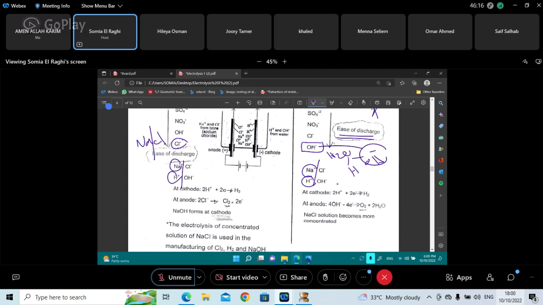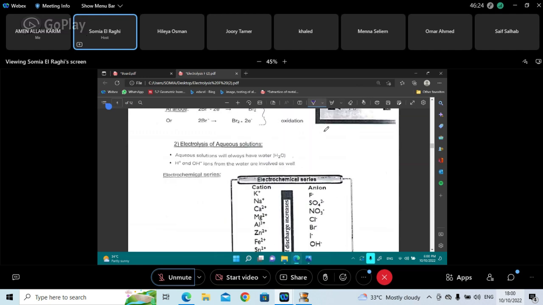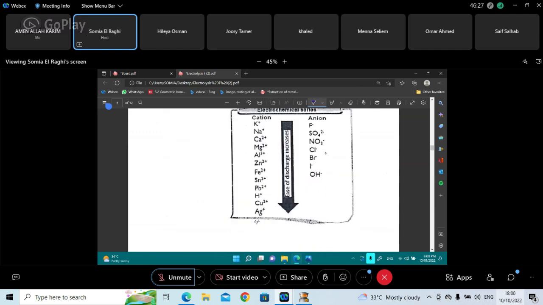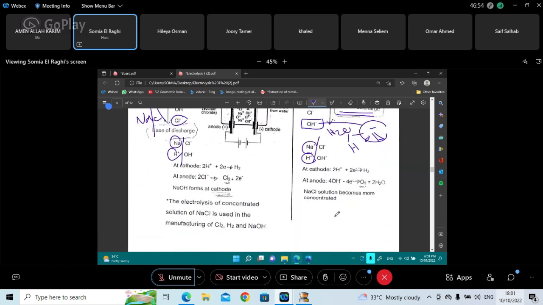Never. Because hydrogen is in the bottom here of this charge series. You see, the hydrogen is over here. Where is sodium? You see this arrow? Easy to discharge, easy to form. Again, the ion in the bottom always goes faster. You get it now? So we never ever get any of these ions in the case of solution. Never. All right? So in both cases we get hydrogen.